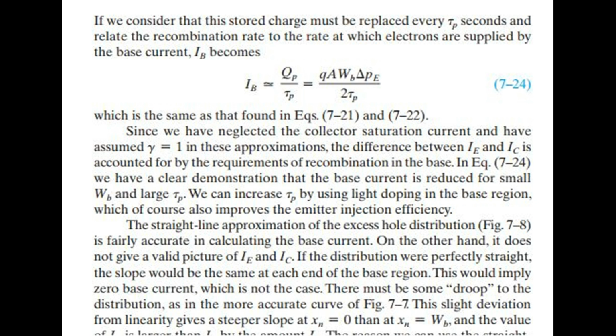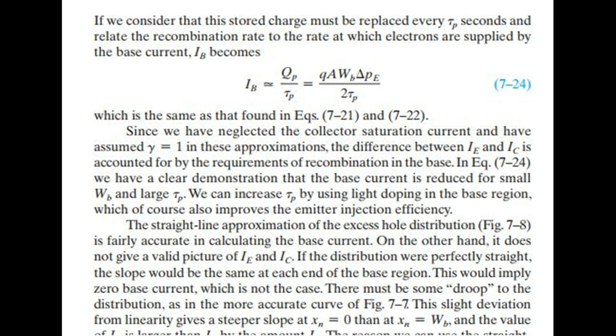The straight line approximation of the excess hole distribution, Fig 7.8, is fairly accurate in calculating the base current. On the other hand, it does not give a valid picture of IE and IC. If the distribution were perfectly straight, the slope would be the same at each end of the base region. This would imply zero base current, which is not the case. There must be some droop to the distribution, as in the more accurate curve of Fig 7.7.